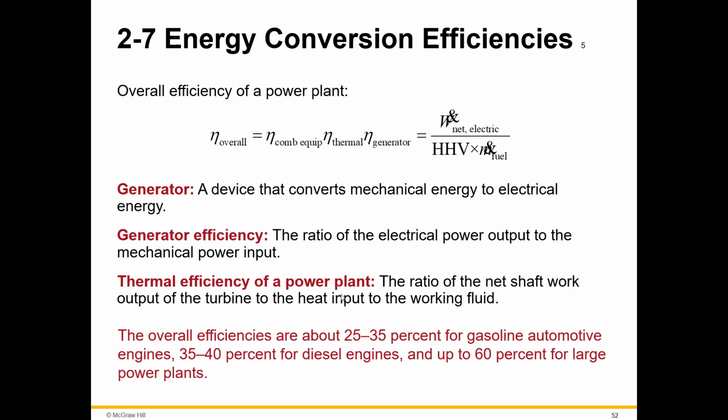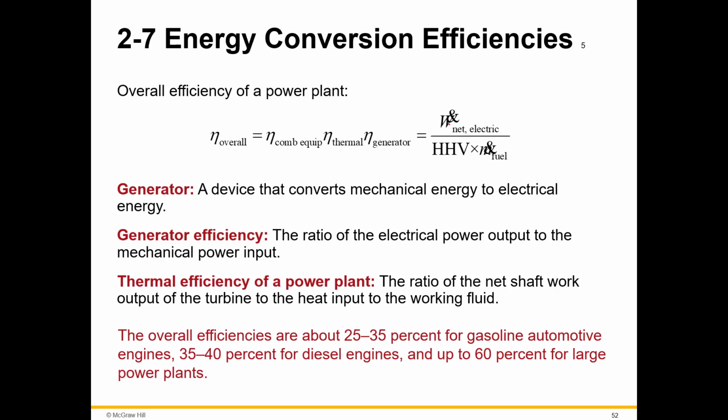So here is the overall efficiency of a power plant. You see you have some formulas over here, and then you just multiply the efficiency of the combined equipment, thermal, and then generator, and that equals the net electric output over HHV times mass of fuel. Again, I don't know what these are. I'm going to have to go in and see why they don't look like that until I start presenting them.